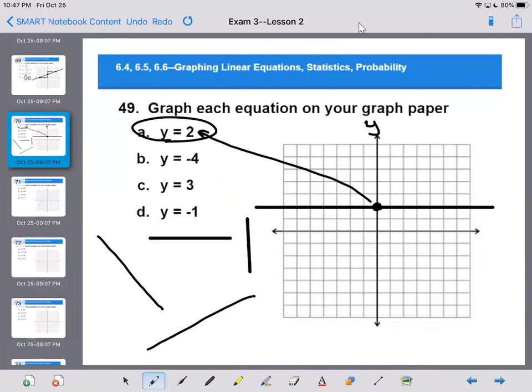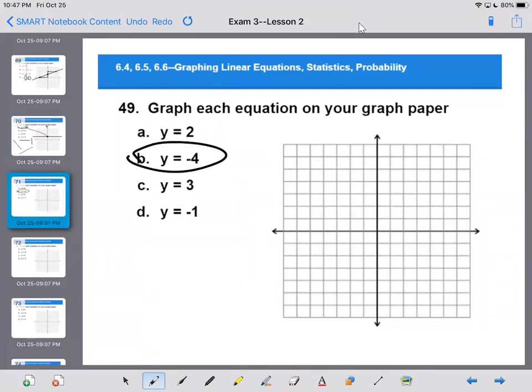What about y equals -4? We'll go down on the y-axis, 1, 2, 3, down to -4, and draw your horizontal line. That horizontal line is what's going to intercept the y-axis, because it's going to intercept at -4.